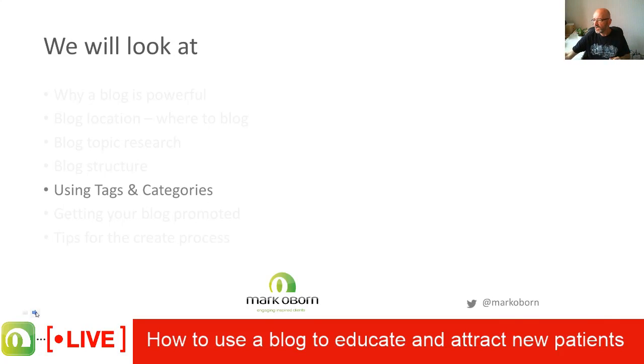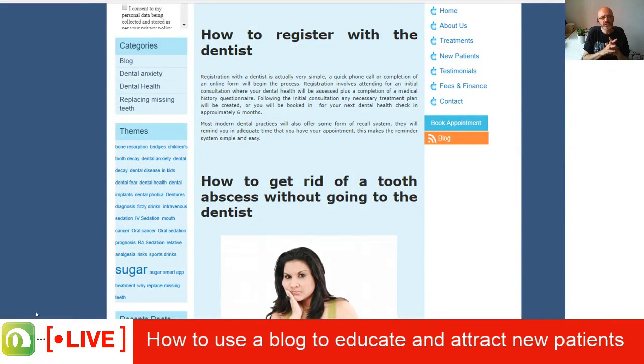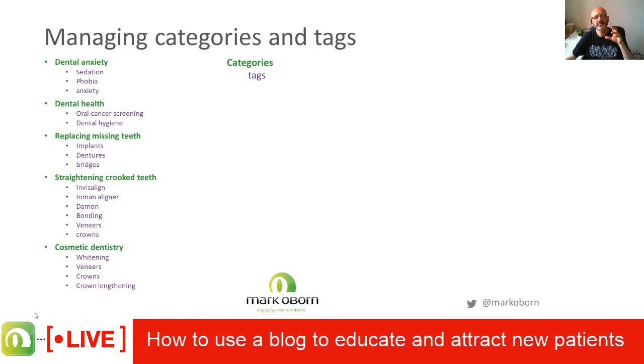Now, another very good way of making your blog easier to navigate is to use tags and categories. So you may see on the side of a blog categories. We've renamed this one here themes, but you can have tags, categories. You can have it all. You can name it all different ways. And this is how I recommend you use tags and categories for your dental practice.